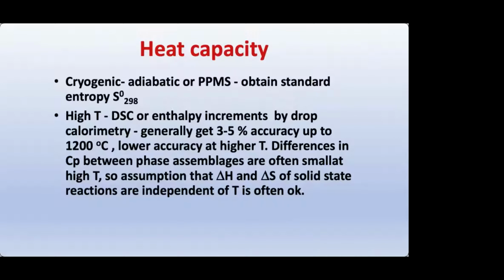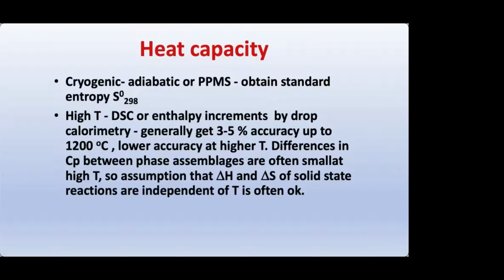Heat capacity measurements, cryogenic or adiabatic calorimetry, or calorimetry using the PPMS system from Quantum Design, allows one to obtain standard entropies, let's say S°298, of materials. High temperature differential scanning calorimetry or enthalpy increments by drop calorimetry can get us heat capacities above 1200 degrees. Lower accuracy is obtained, of course, at higher temperatures.